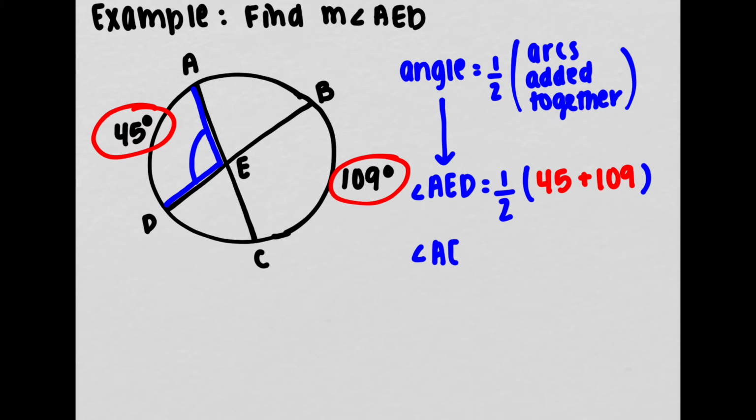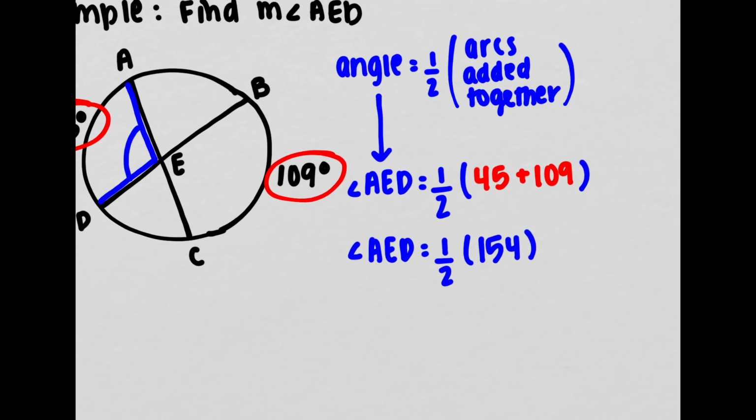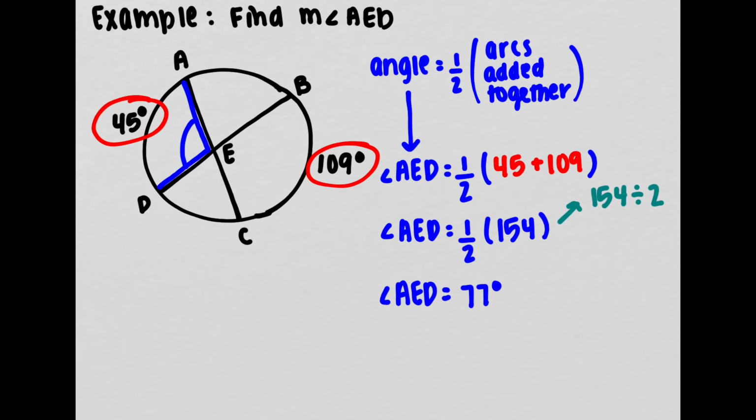Now I have angle AED is equal to 1/2 of, I do 45 plus 109, and that gives me 154. You have two options here. In your calculator, if you want to do 1/2 times 154, that's fine. But this is also the same thing as 154 divided by 2. I said 155, I meant 154, sorry. So when I do that in my calculator, I do 154 divided by 2, and I find out that the measure of angle AED is 77 degrees. So that's it. That's all you have to do with these number examples. Sometimes I'll give you the angle and one arc, so we're going to do an example like that now.